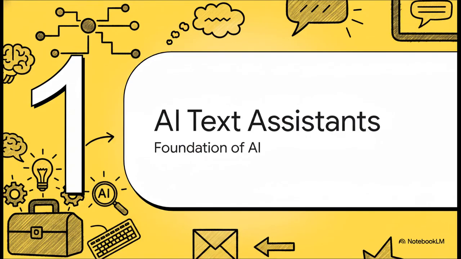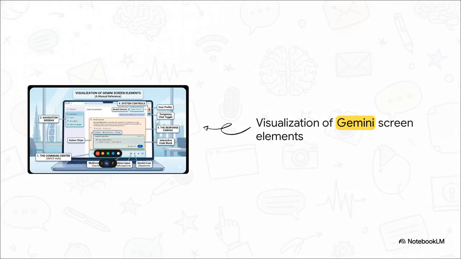All right, Section 1, AI text assistants. This is the bedrock of modern AI interaction, and probably the most familiar drawer in our toolbox. Now, we all know ChatGPT, but taking a look at Google's Gemini, wow, it offers a true powerhouse layout. You've got your command center at the bottom anchoring your prompts and your history tucked away on the left. But the real magic happens right there in the central response canvas.